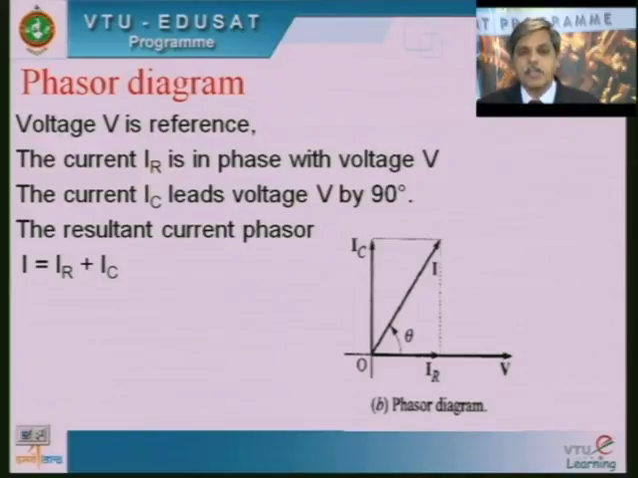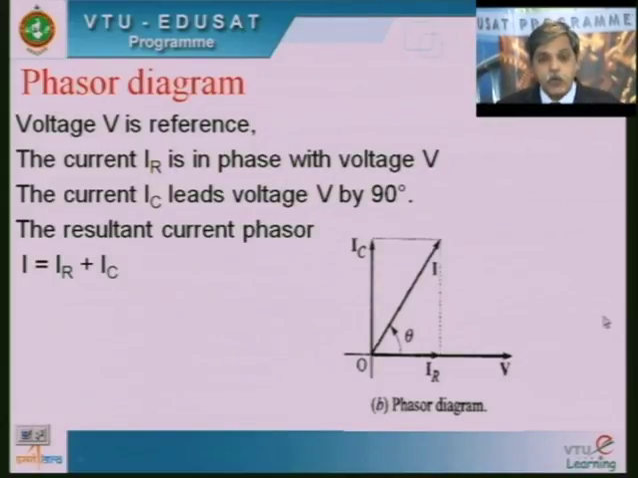So the common parameter is V because the voltage applied across the parallel combination of R and C is the same for both the elements. Therefore, taking V as reference, I am writing down the current vector IR, which is in phase with the voltage, and the current in the capacitor will be leading the voltage by 90 degrees. I am treating these two elements as independent elements and they are pure. So for a pure resistor, current will be in phase with the voltage, and for a pure capacitor, current will be leading the voltage by 90 degrees.